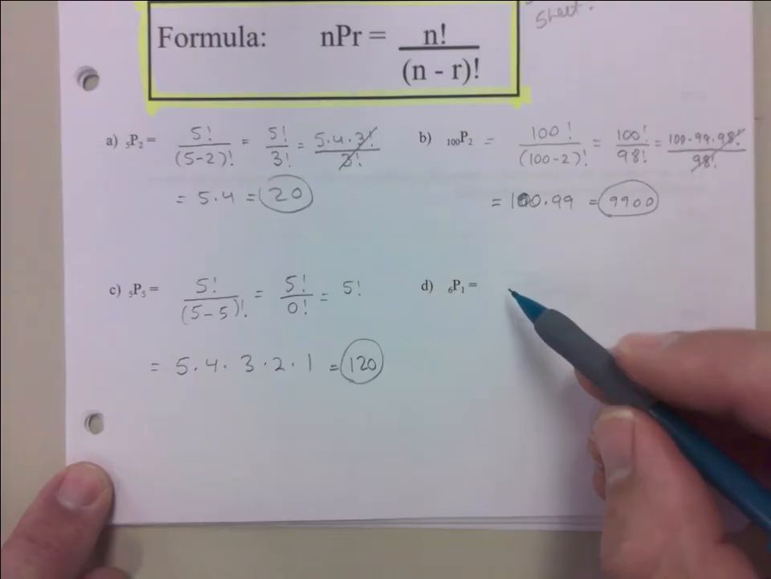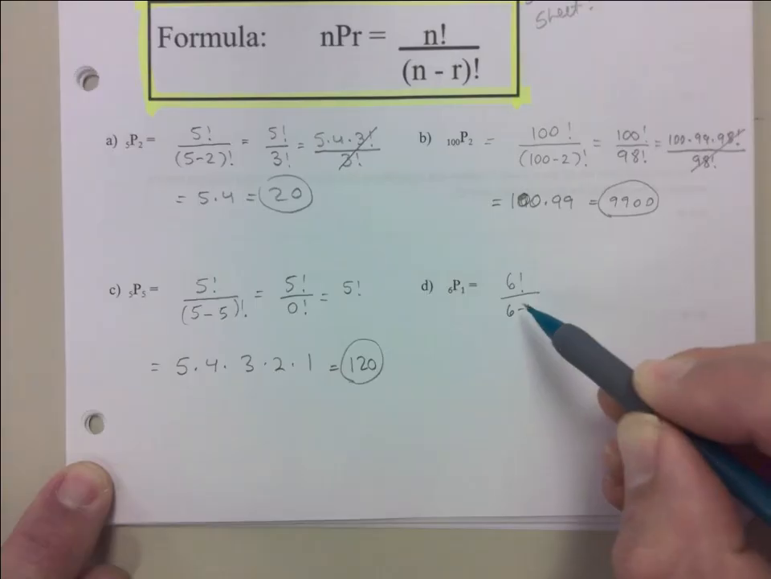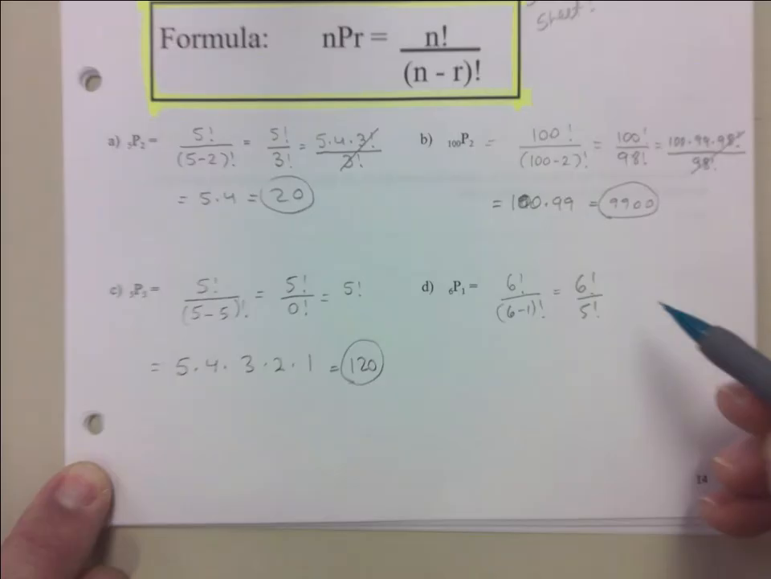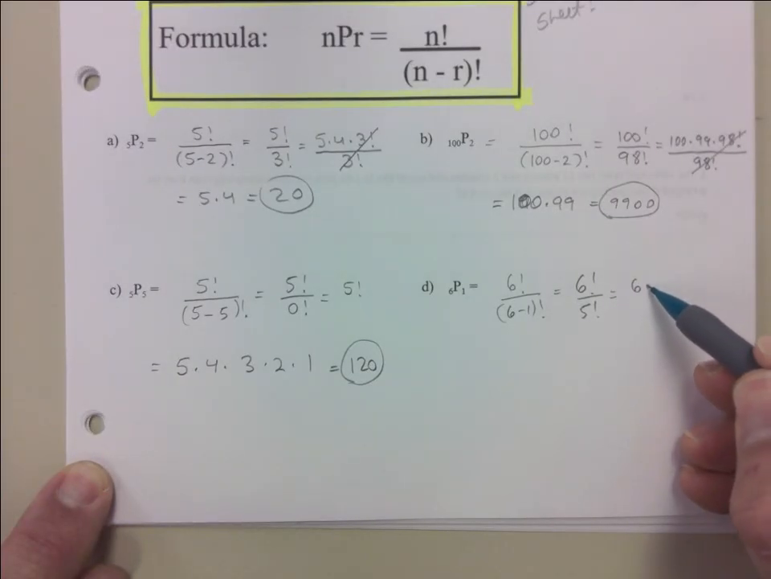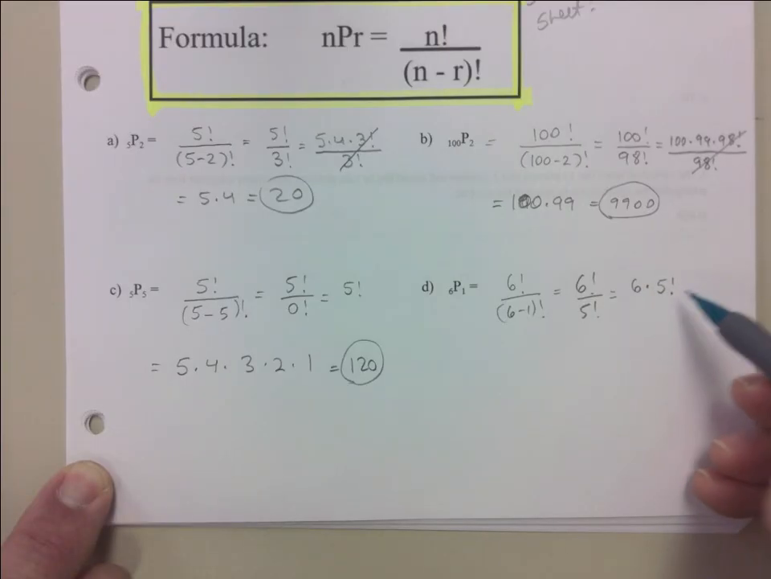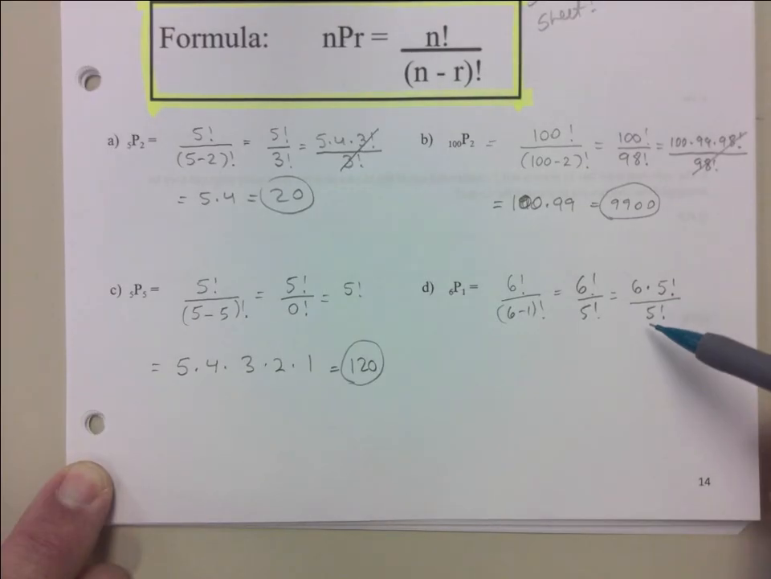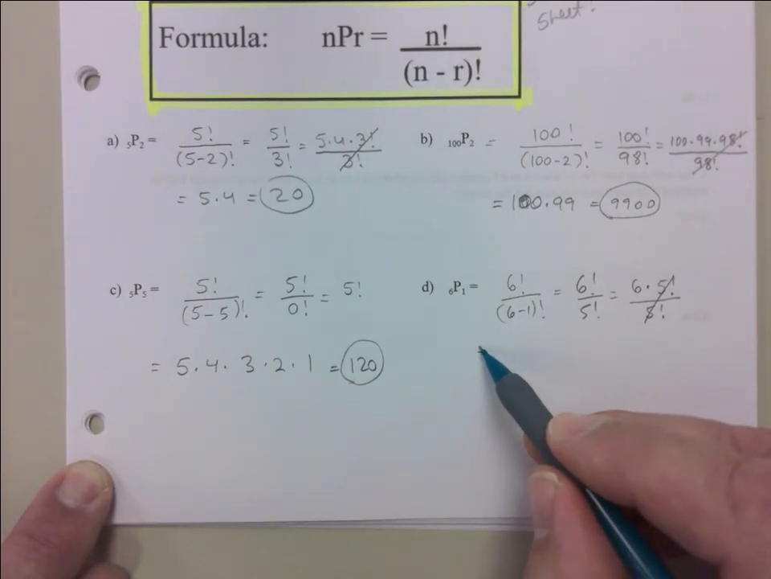6 pick 1. That'd be 6 factorial over 6 minus 1 factorial, so 6 factorial over 5 factorial. Let's simplify this. It would be 6 times 5. I'm not going to keep going because I see a factorial in the denominator. Cancel that out. So this is really just 6.